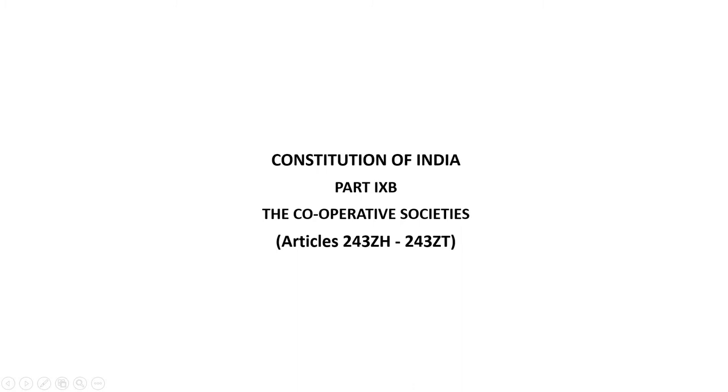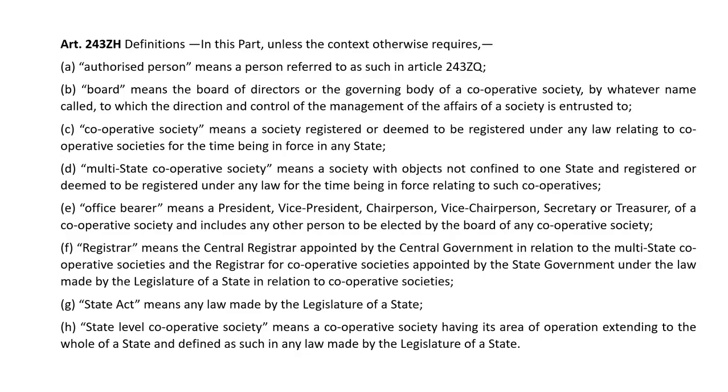Constitution of India, Part 9B, the Cooperative Societies, Article 243 ZH to Article 243 ZT. Article 243 ZH. Definitions. In this part, unless the context otherwise requires, authorized person means a person referred to as such in Article 243 ZQ.